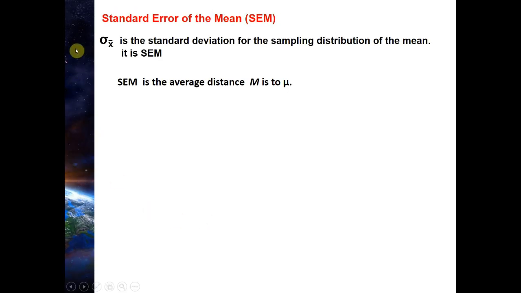Okay, now we've learned that the standard deviation of all your x bars when you exhaustively sample, okay, so the standard deviation of the x bars, that is the standard deviation for the sampling distribution of the mean. It is SEM, all right? SEM is the average distance x bar is to mu.